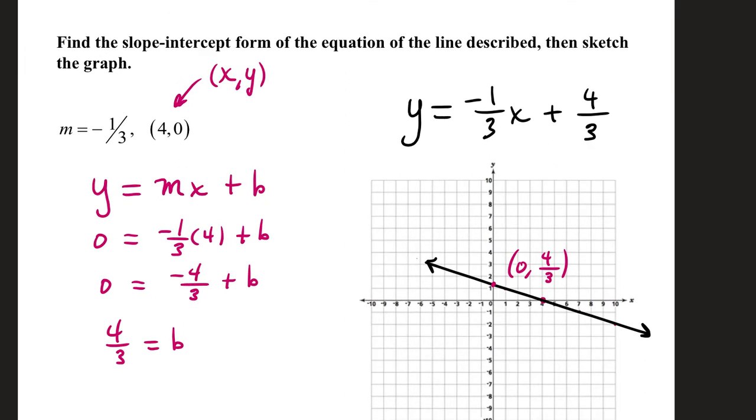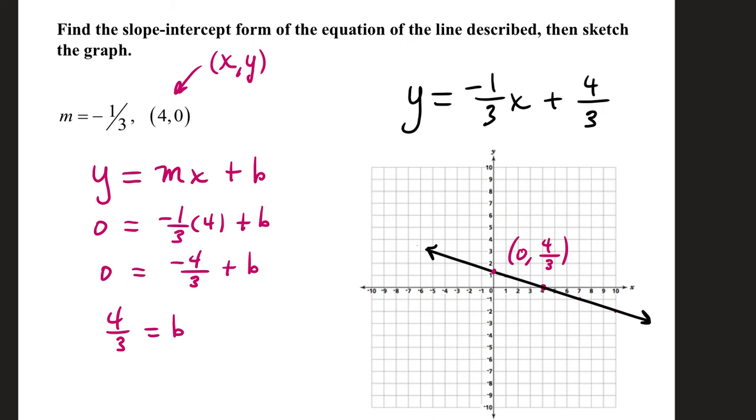In our final example, we have a slope of -1/3, and the point given is (4, 0). (4, 0) is actually an x-intercept, not a y-intercept. Since we are looking to write our equation in slope-intercept form, y equals mx plus b, we know that the -1/3 is going to be our m. The ordered pair that's given is an xy pair, so x is 4, y is 0.